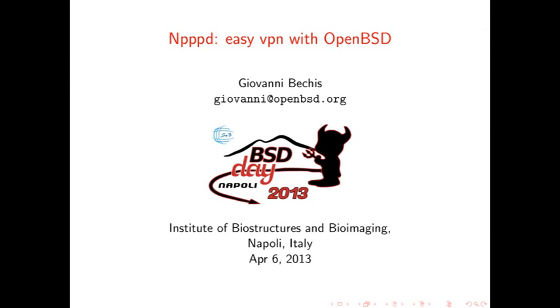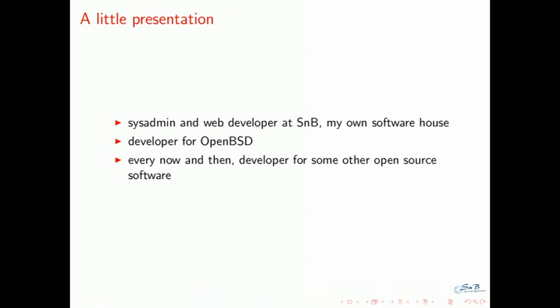This talk is about VPN, in particular about npppd, which is a new VPN daemon in OpenBSD 5.3, which will be released next month. I work on OpenBSD mostly on ports, but I have my own source tree, so I not only work on ports, but also on some other daemons I used to work on.